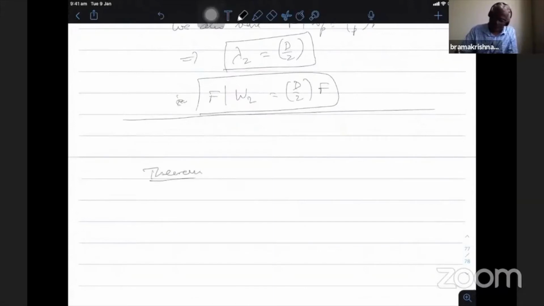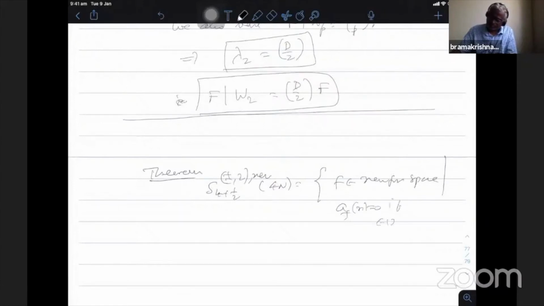So quickly we have to do this. S_{k+1/2}^{+,-}(2, ν, 4N): you take all f belonging to the uniform space such that a_f(n) is 0 if (-1)^k n by 2 is minus epsilon_k. So that says that whenever f belongs to the plus, 2 ν space, then its nth Fourier coefficient is 0 whenever (-1)^k n by 2 is minus epsilon_k.